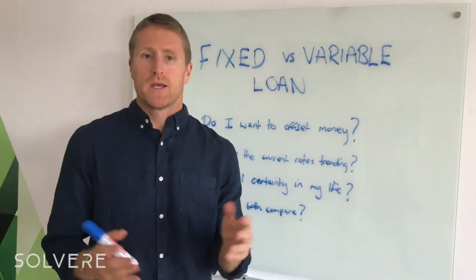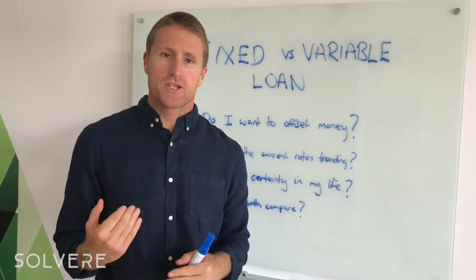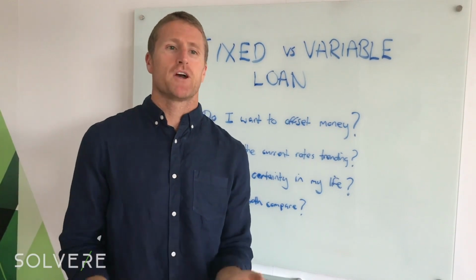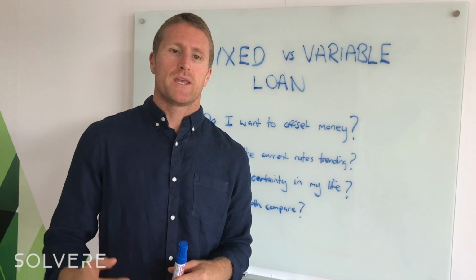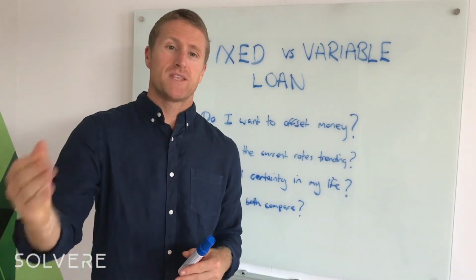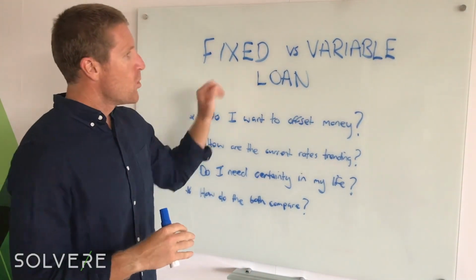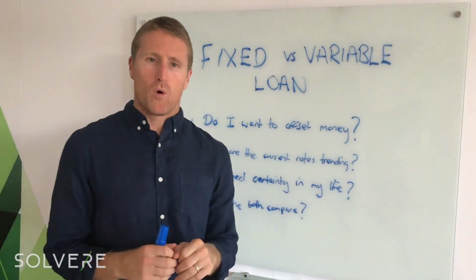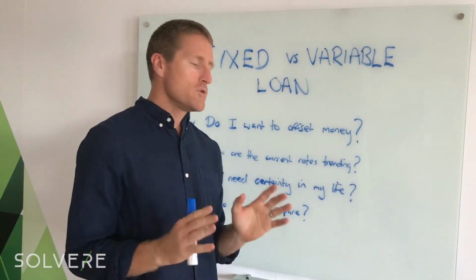A variable is quite the opposite. I might start at 4%. If there's a rate reduction, it might drop to 3.75. If there's a rate increase, it might go to 4.25. So I roll with the punches based on what the Reserve Bank do, but then what the banks pass on or don't pass on, okay? So why would I do one or the other? Let's talk about 4 key points that you must consider or get answers to when you're deciding.